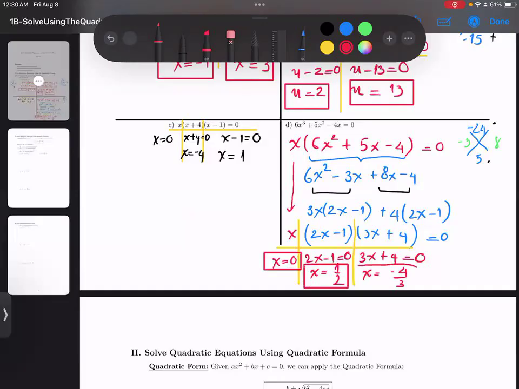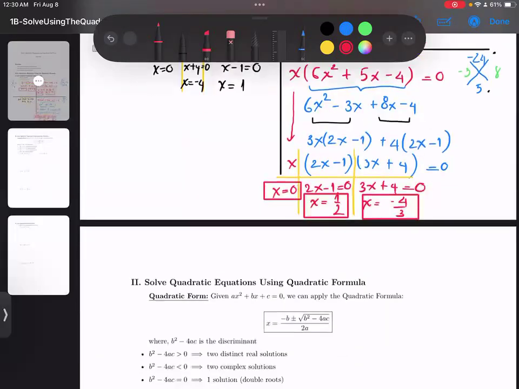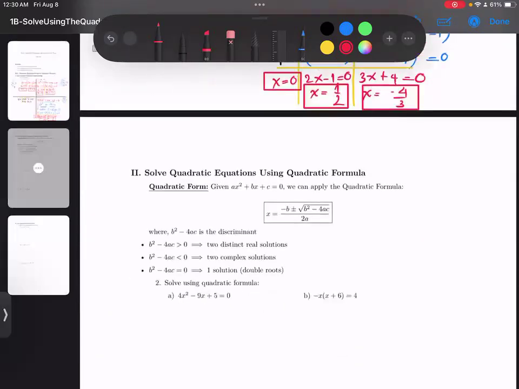All right, so that's how we solve quadratic equations using factoring, right? You just factor them, just like we did before. Second method, we're going to solve quadratic equations using the quadratic formula.